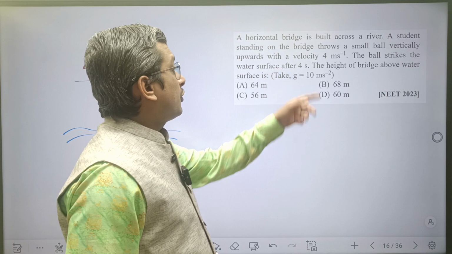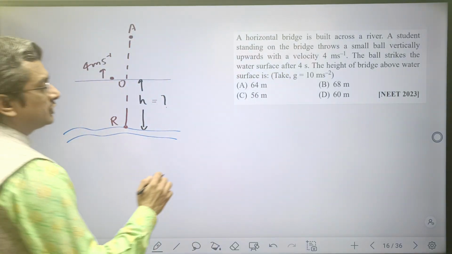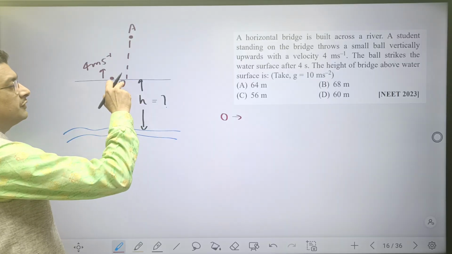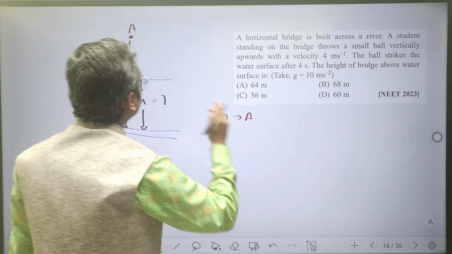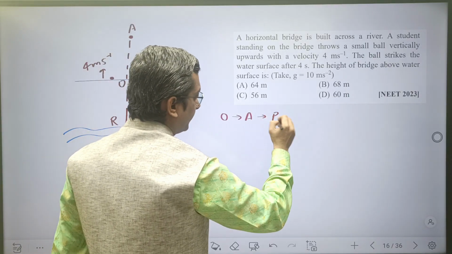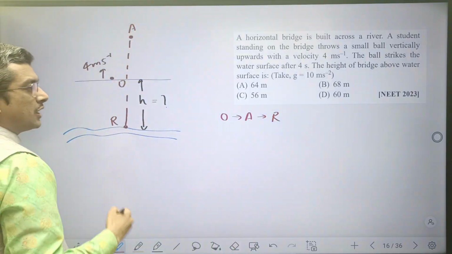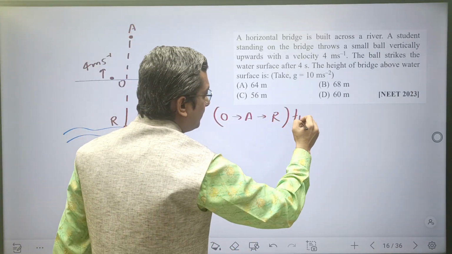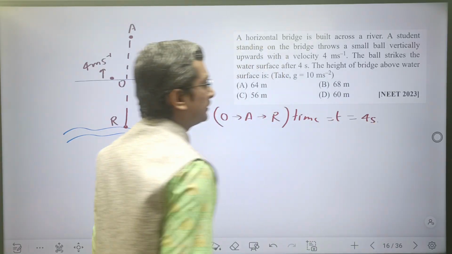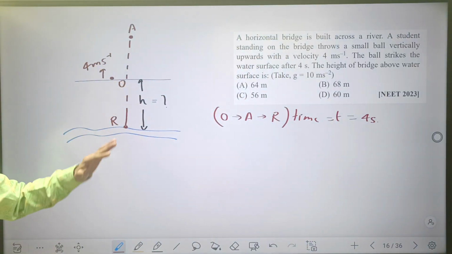The ball strikes the water surface after 4 seconds. In the question it is given that the ball first starts its journey from O, then it reaches point A, then again O, and finally reaches the river surface, isn't it? So O to A to R. Let us suppose the time given for this journey, I am taking it as t, and it is given in the question as 4 seconds. We have to find the height, isn't it?